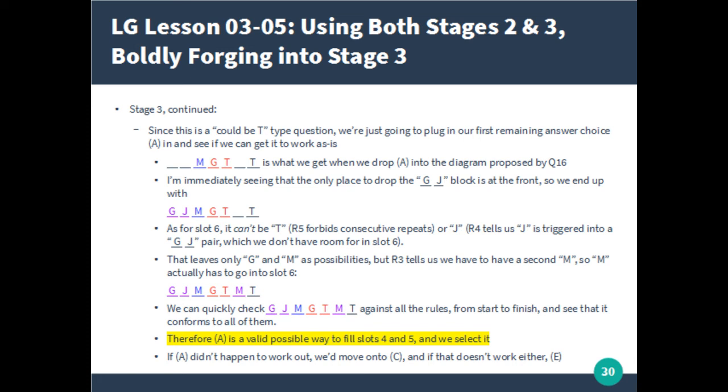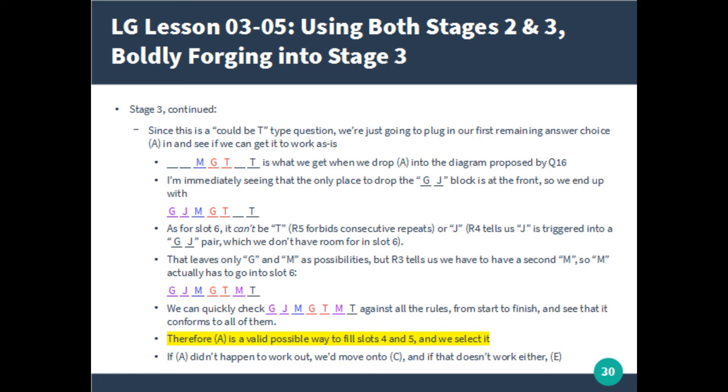So therefore, what that means is that A is a valid possibility, a valid way to fill in slots 4 and 5, and we select it. Because the answer choice, which is GT in slots 4 and 5, we were able to fill in a picture successfully based on that allegation. And so it could be true, and could be true is what our question is asking, so we select it.